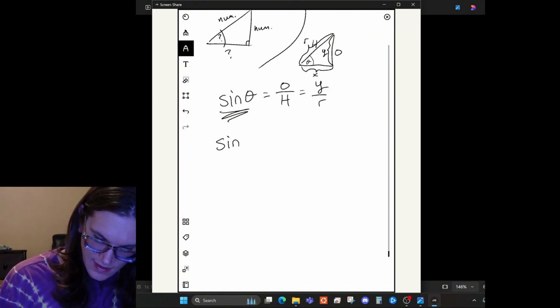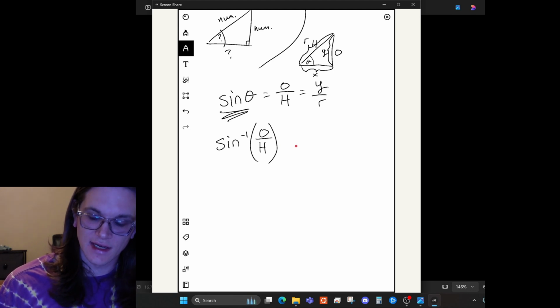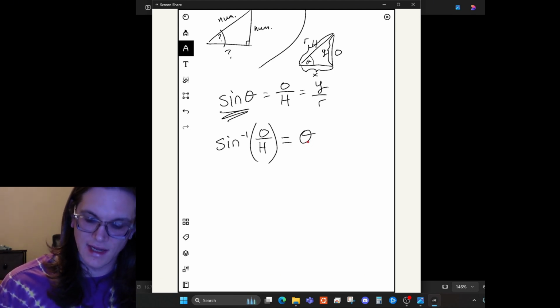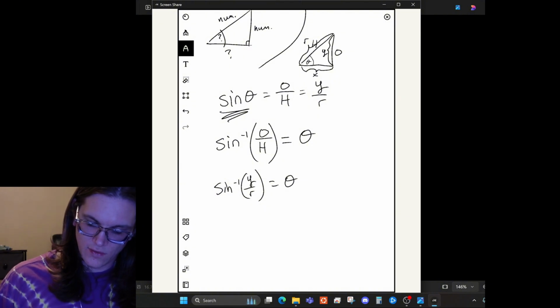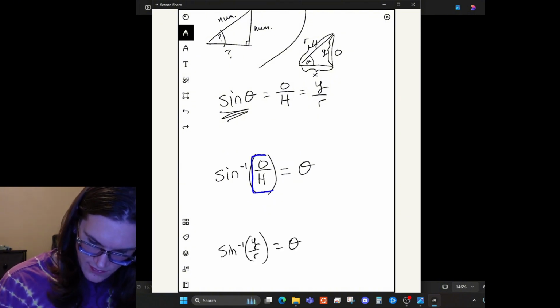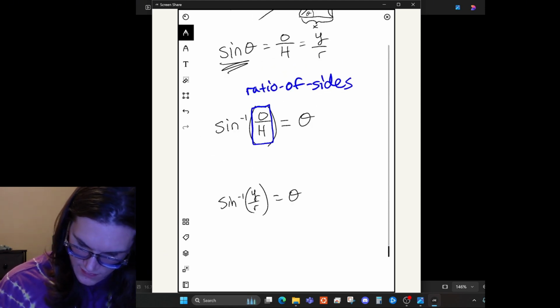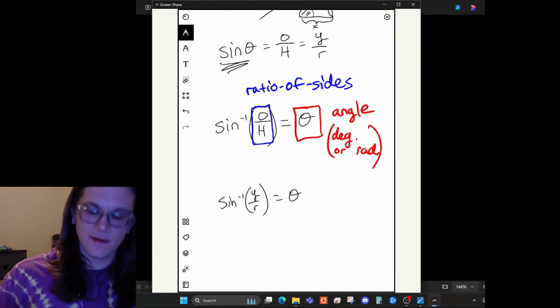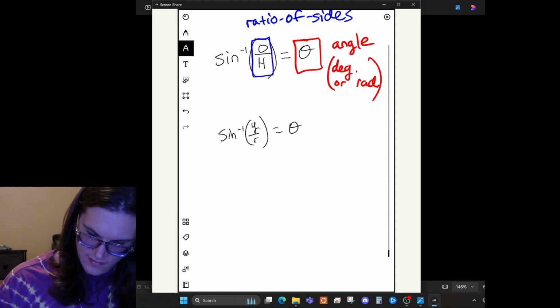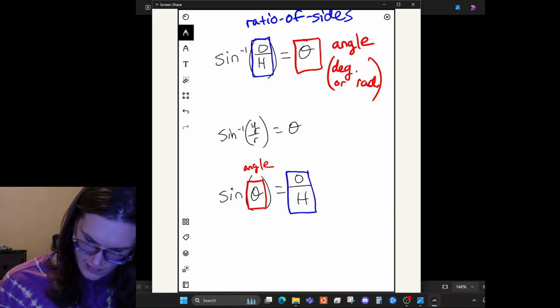Whereas the inverse sine function has to be performed on the ratio of sides, and the result is an angle. I'll write this. This inverse sine function takes in a ratio of sides and gives us, as a result, an angle, whether it's in degrees or radians. This regular sine function, remember, takes in an angle, and the result is a ratio of sides.